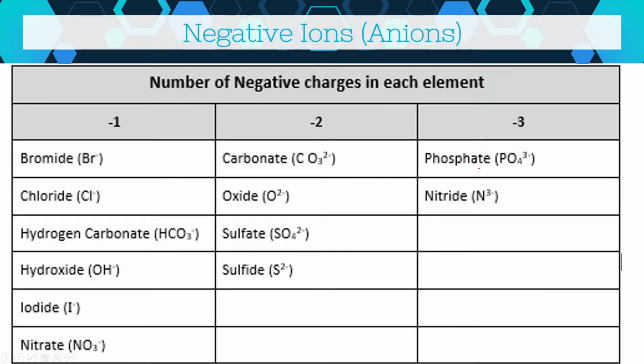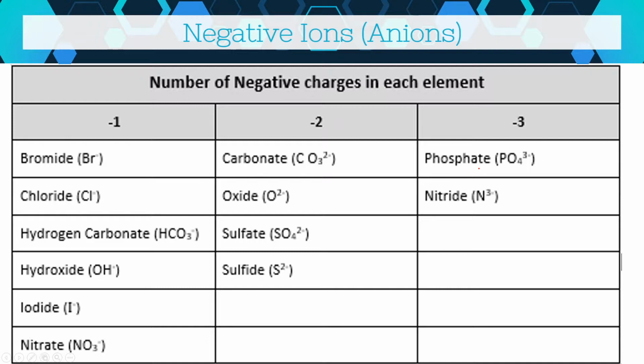Alrighty, here is our table with our anions, our negatively charged ions. So again, we've got our first column. These are all atoms that have gained 1 electron, so they have a -1 charge. So we've got bromide, chloride, hydrogen carbonate, hydroxide, iodide, and nitrate.